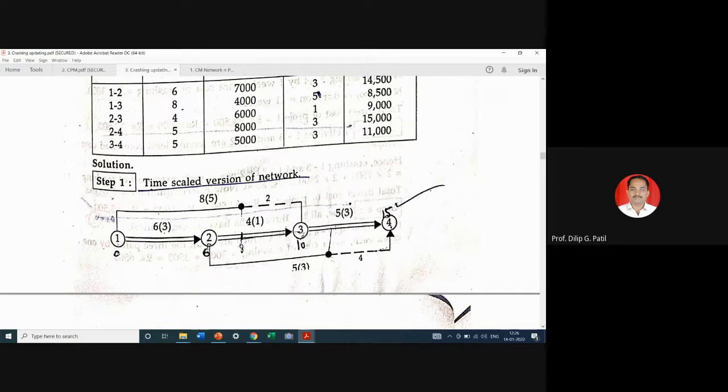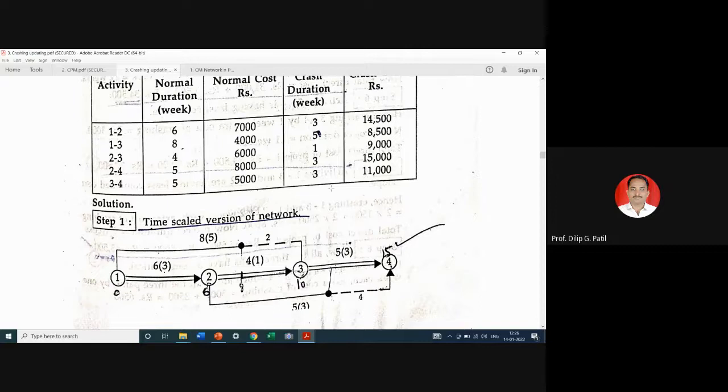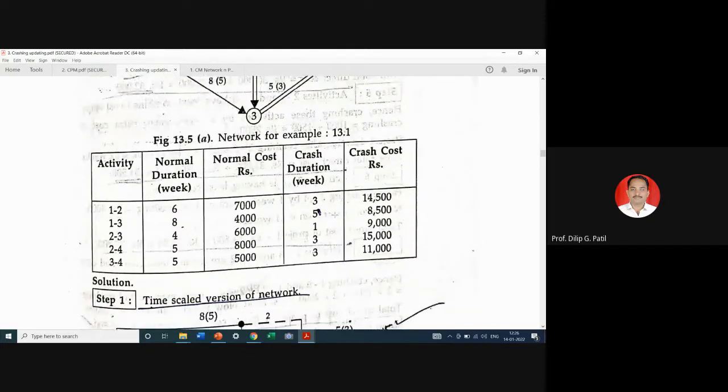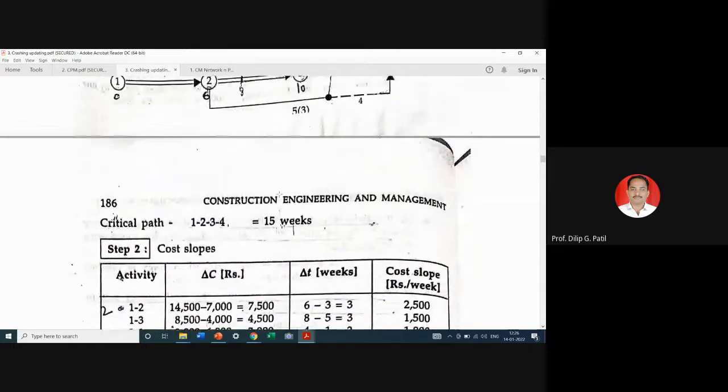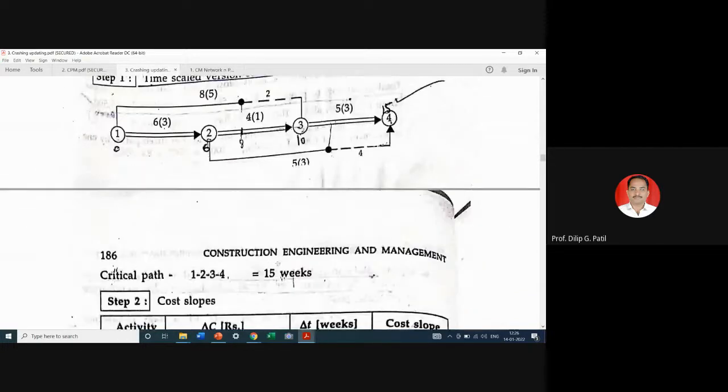Here you can see 2, 3 and 3, 4. 4 plus 5 is 9, and this activity 2, 4 requires 5 days. So 5 plus 4, 9 days are required by this path, but here this activity is taking 5 days only. So extra time available with this activity is 4. That is shown by the dotted line. So this is the time scale version of the network. So this is the crash given data, and with this given data, the critical path is 1, 2, 3, 4 and 15 weeks.